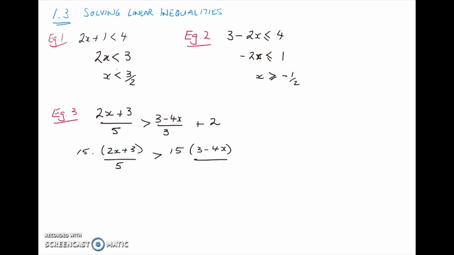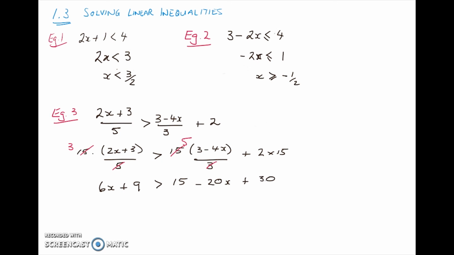So we can see that 15 is being multiplied by each of these. And then when we're doing that, we need to cancel. So our 15 will cancel with the 5, leaving us with 3. The 15 will cancel with the 3, leaving us with 5 on the next one. And of course, we can then work through and expand. So 3 times the 2x plus 3 gives us 6x plus 9, greater than 15 minus 20x plus 30. Always remember, every term must be multiplied.